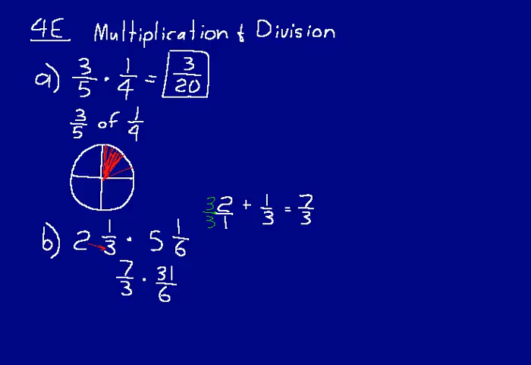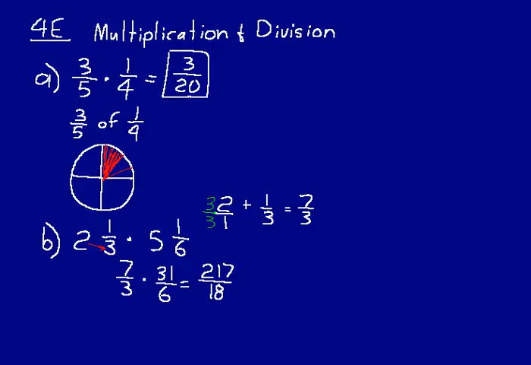First, we look for things to simplify here, and I don't see any way we can reduce either of these fractions or anything to cancel in either fraction. So let's just go ahead and do the multiplication. 7 times 31 is 217, and then over 3 times 6 is 18.